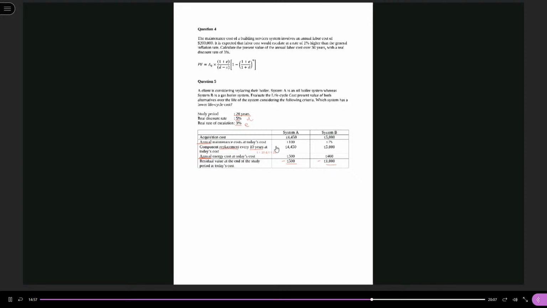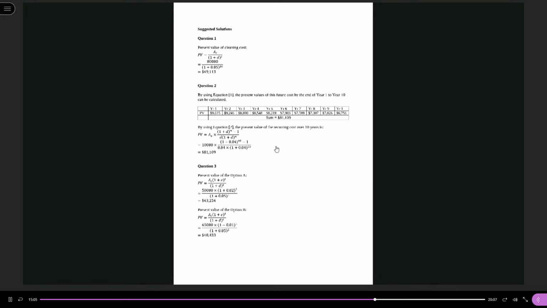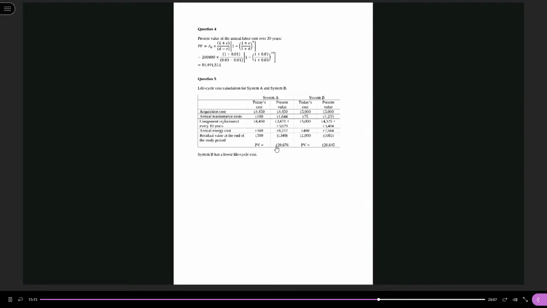So we have D, E, and the study period, which is N. In the question the equations are not given, but in the exam you will be given the equations, so don't worry. So here are the calculations.